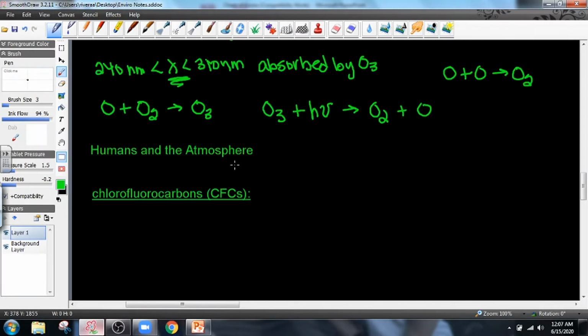Now, it's not just humans that have messed up the atmosphere. There are things that are natural that can mess with what's going on with our atmosphere, like volcanic eruptions. But humans are playing a major, major role in what's going on in the atmosphere. And when we're talking about human effects on nature, we call those anthropogenic.